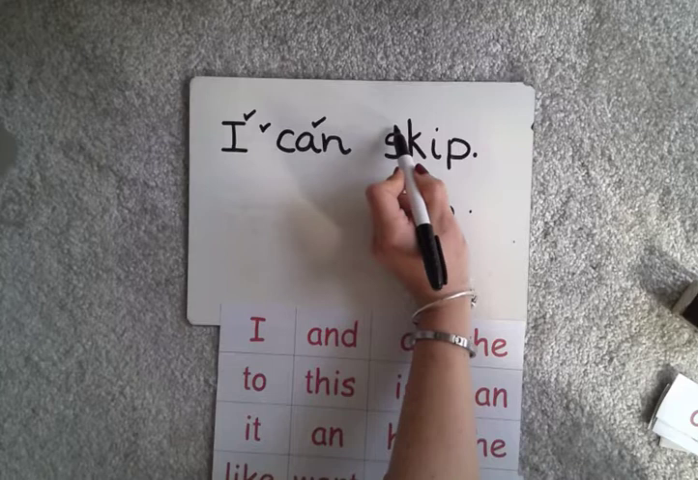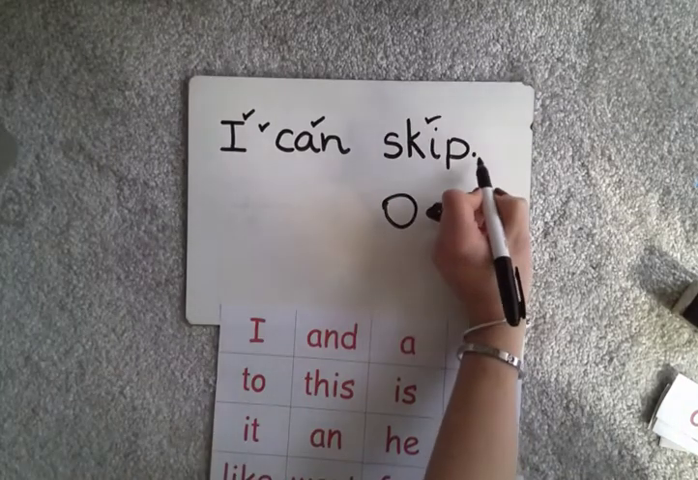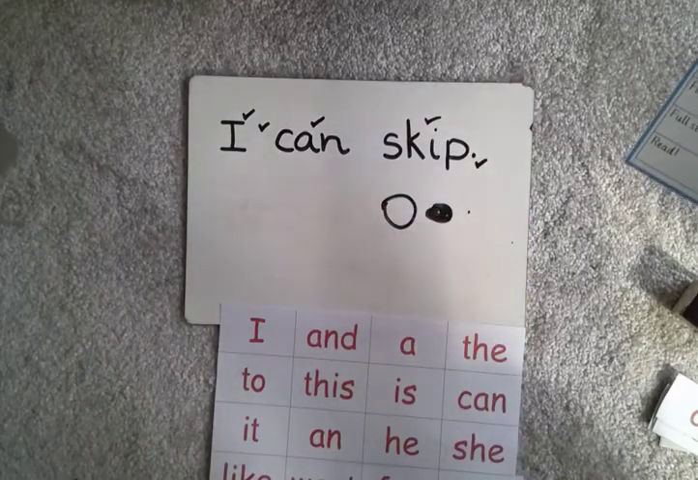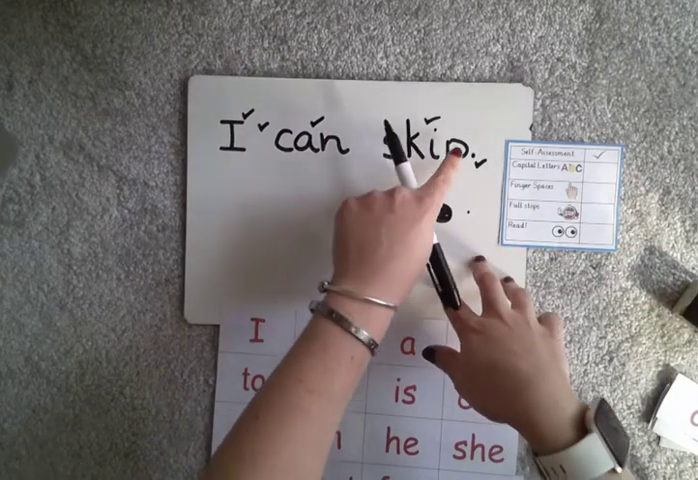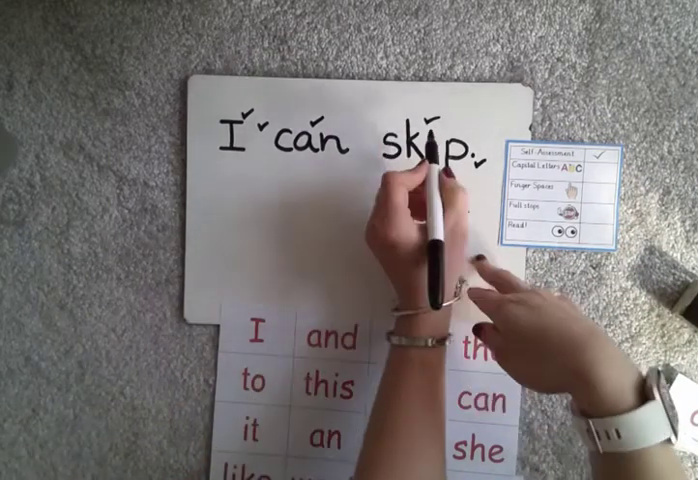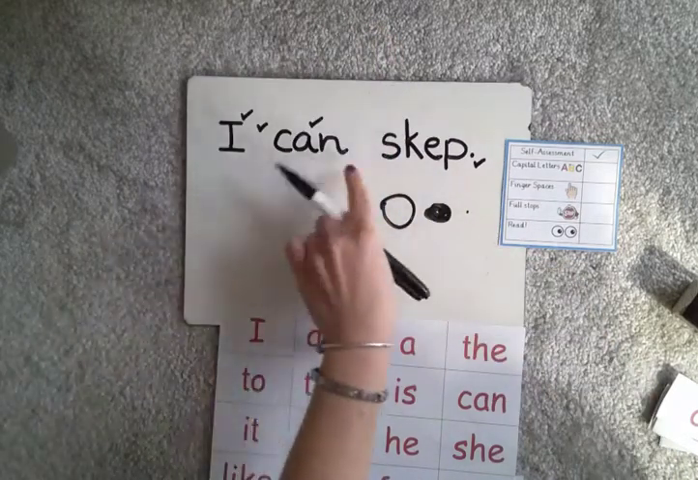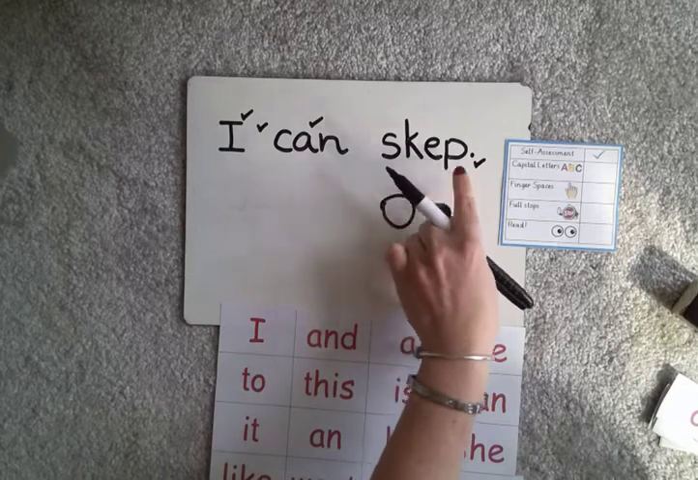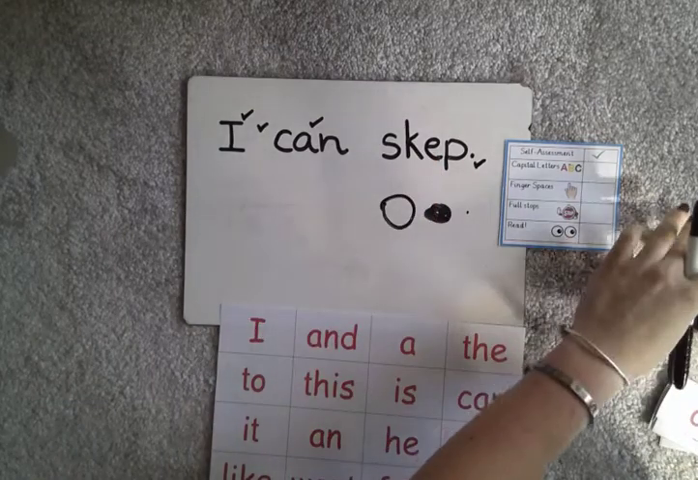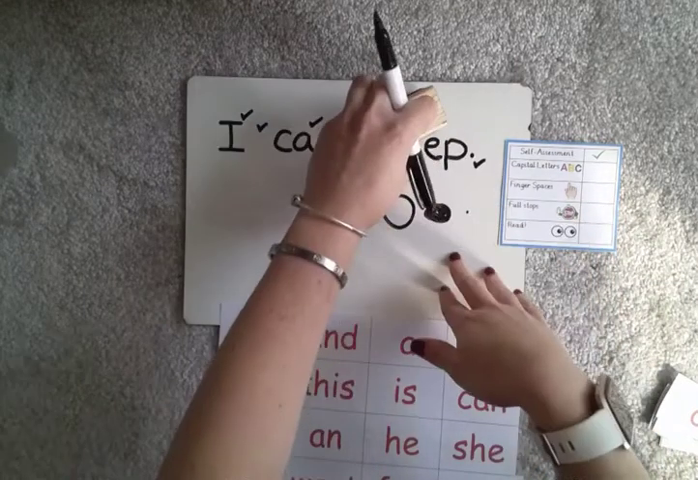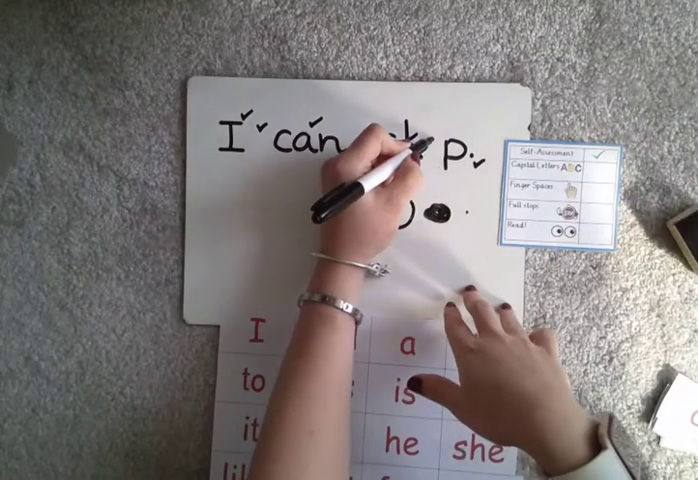So if I wrote I can skip, and then I've seen that Miss Sutton used an ink here, all I would do is fix it first, or cross it out if you're using pencil, skip. Now I fixed it, so I can tick it. So there's our first sentence, I can skip.